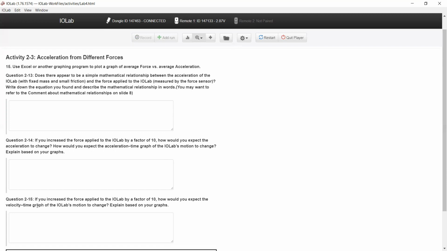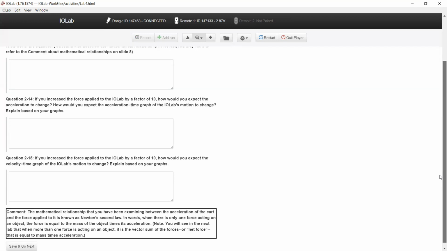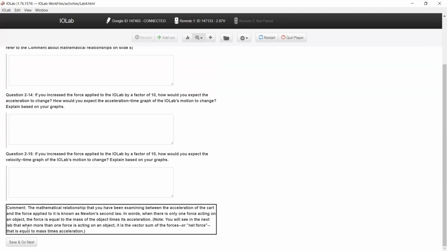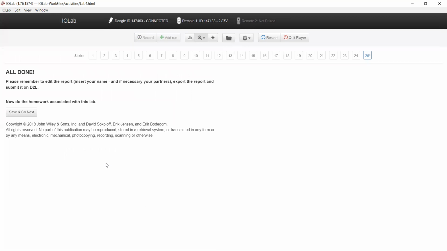Same thing for the velocity time graph. The acceleration magnitude is going to change, so what will the velocity time graph change? Rate of change of velocity, so the slope has to be 10 times. Okay, so go ahead, you can do the analysis, write your answers. Don't forget to write. I'm just clicking. Okay, you can save and go next.